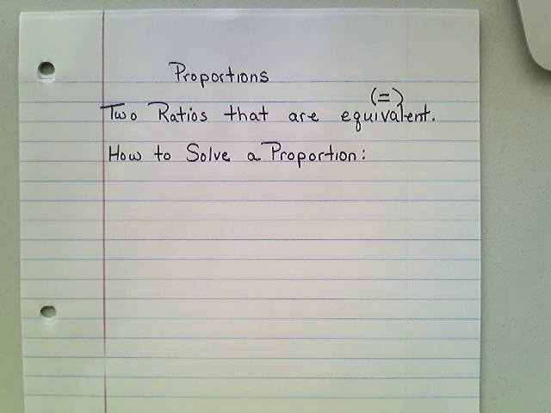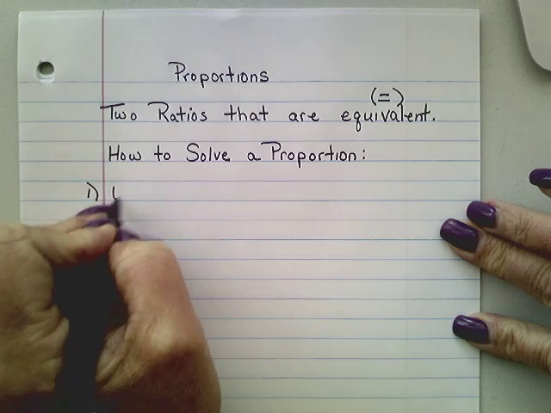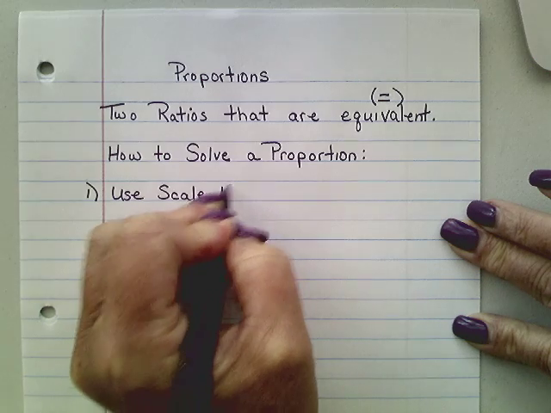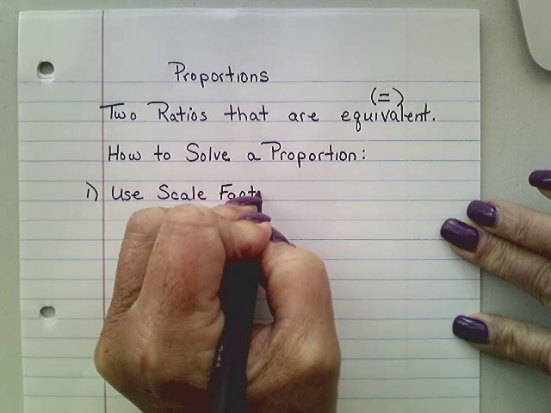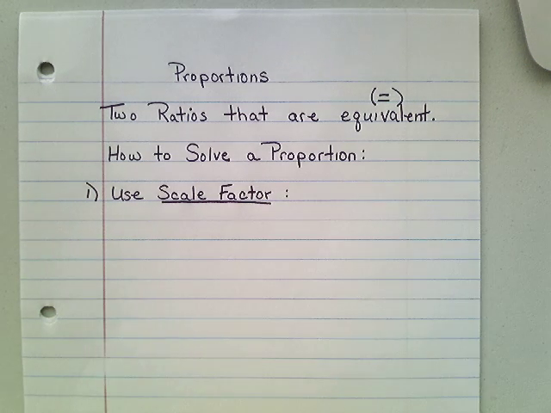So how do we solve a proportion? Well, there are three different ways that we're going to look at to solve a proportion. The first way is to use a scale factor. Now, what is a scale factor? A scale factor is a number that we would multiply or divide one ratio by to get the second ratio. Simplifying fractions, we use a scale factor. Finding equivalent fractions, we use a scale factor.